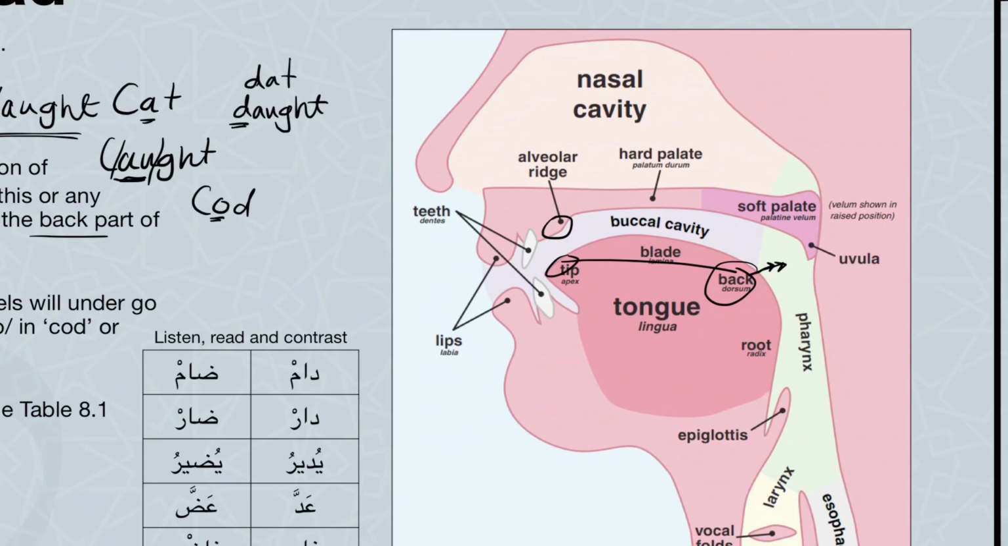But in the letter dal, a small portion of your tongue or the tip of your tongue will be touching the alveolar ridge. But in the letter dad, a bigger portion would be touching here. So do, do, d, d, do, do.